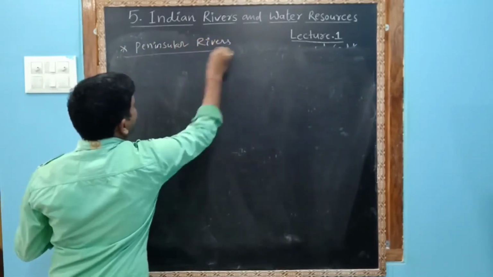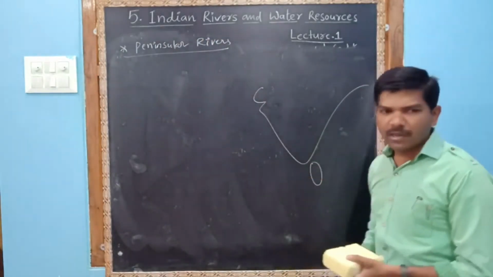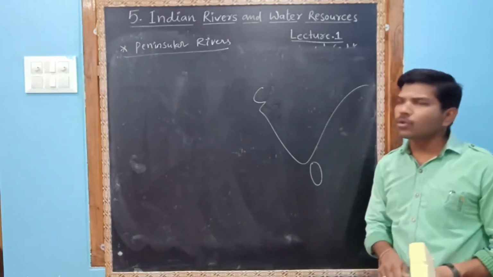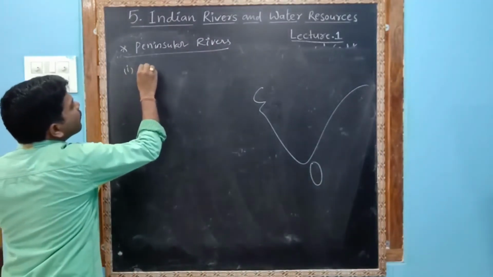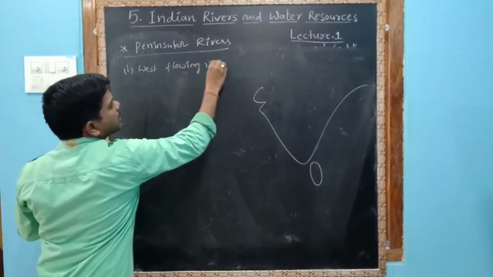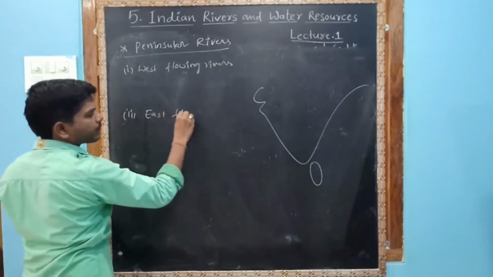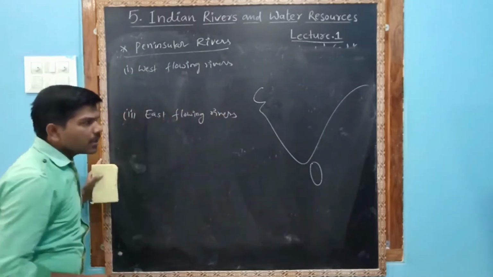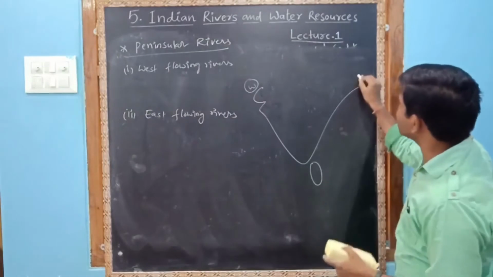Peninsula Rivers. Simple. Peninsula Rivers means the rivers which are in the peninsula. We can divide this Peninsula River into again two parts. These Peninsula Rivers, first is west flowing rivers. Second one is east flowing rivers. See, west flowing river, this is west side, am I right? And this is east side.